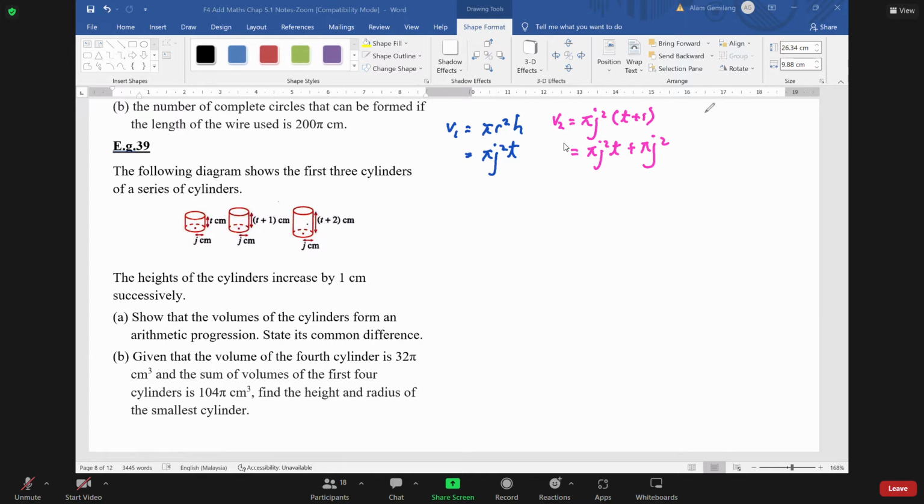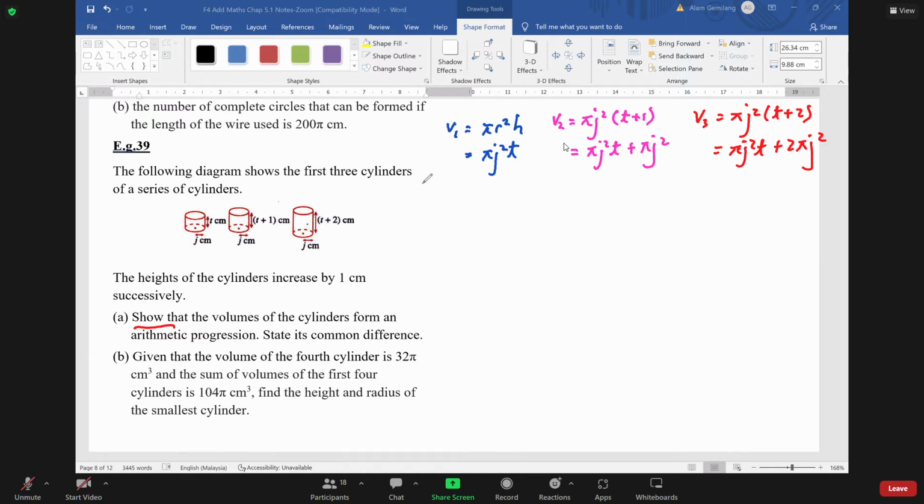And then the third volume is what? Third volume is pi j square, then the height t plus 2, right? So it goes to pi j square t plus 2 pi j square. Okay, so you need to show that the volumes are in arithmetic progression.